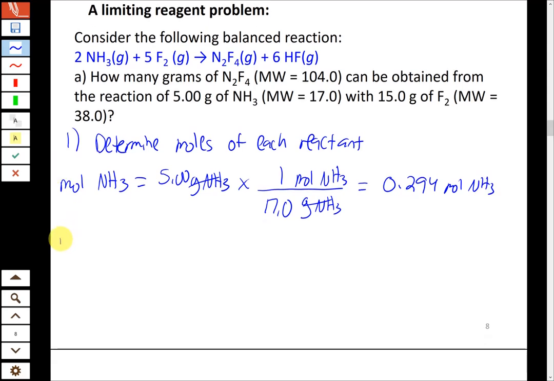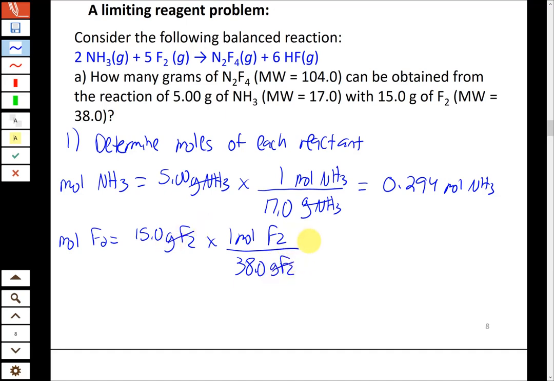And then we're going to do the same thing for F2, the other reactant. We have 15 grams. And we're going to divide by its molar mass. So these steps should be starting to become commonplace now because we've done them so many times. Just mass into moles, just divide by the molar mass. So grams cancels out, and that gives us 0.395 moles of F2.